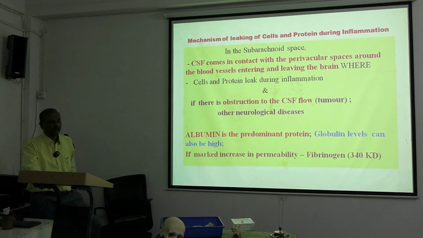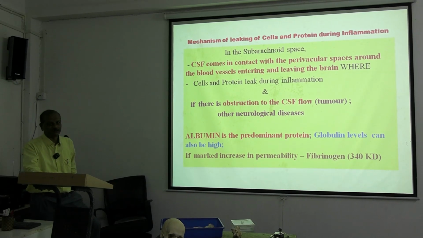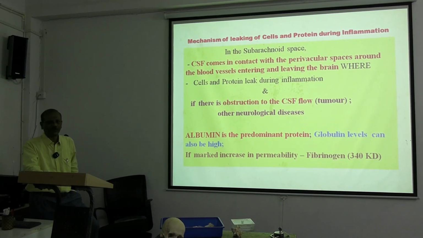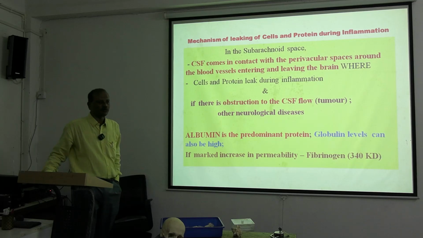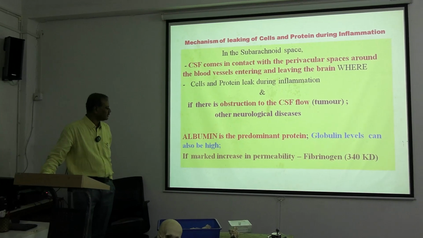I have also told that albumin is the predominant protein. Globulin can also be high if there is any immunological disease. Those who have attended my immunology class will understand in what conditions the globulin and immunoglobulin levels will be increased because of the immune response. Some autoimmune diseases are also there in the brain and spinal cord.